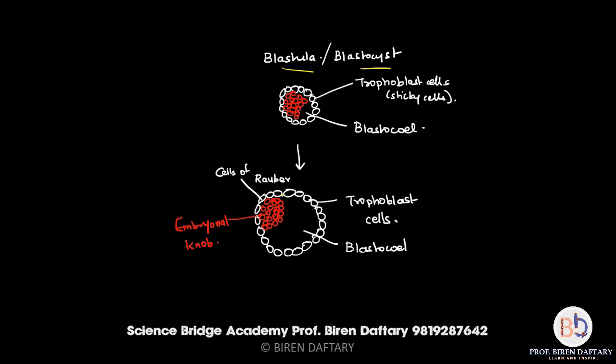These are the cells called the cells of Rauber. So I'll highlight the cells of Rauber to you. These are the trophoblast cells surrounding the embryonic knob, so they are the Rauber cells. This is the blastocele.